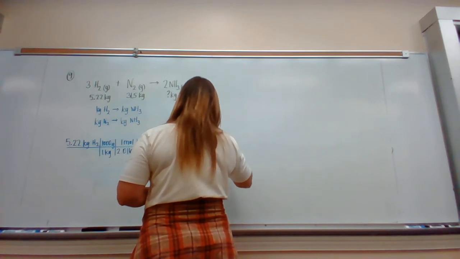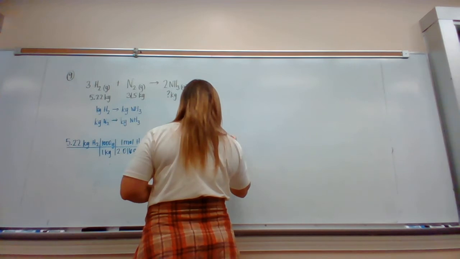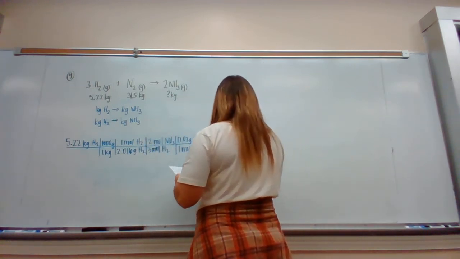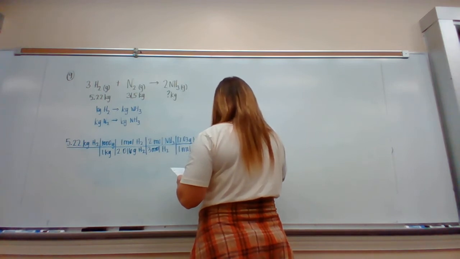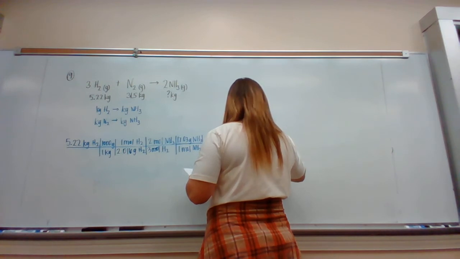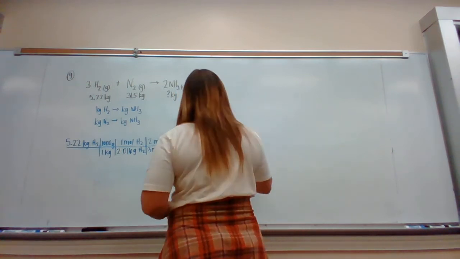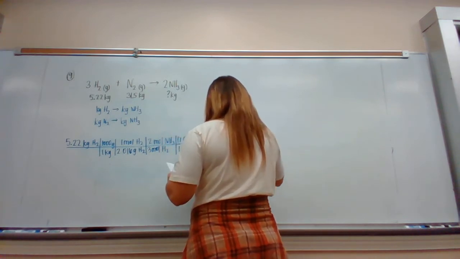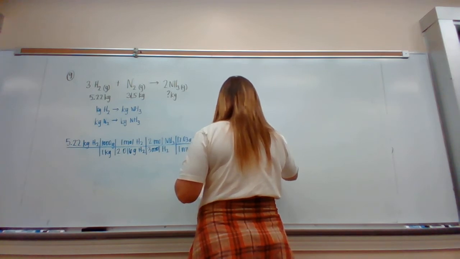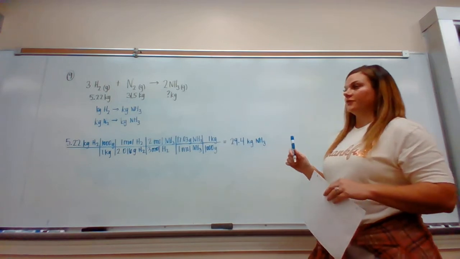Then convert it to kilograms. For this one, I got 2.94 times 10 to the 4th. I'm sorry, no, that's not what I got in kilograms. 29.4 kilograms of NH3. Did I get that for that one?